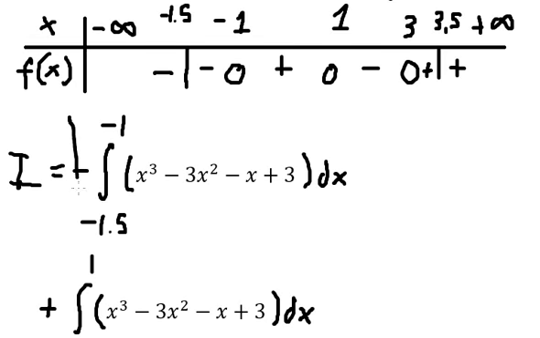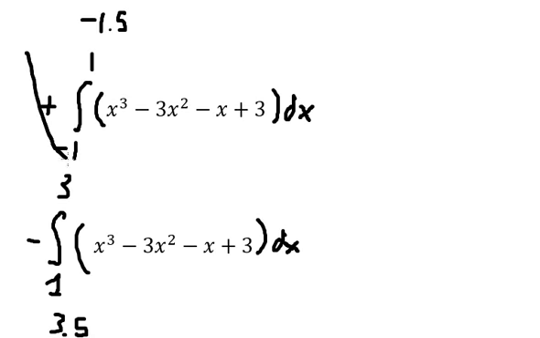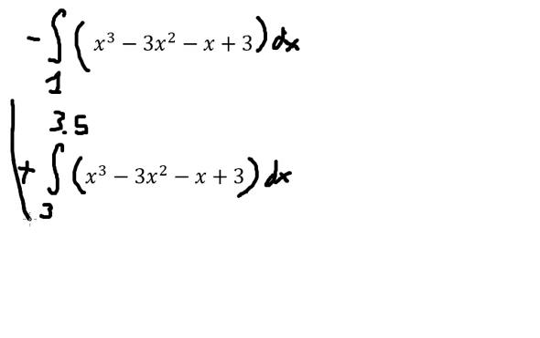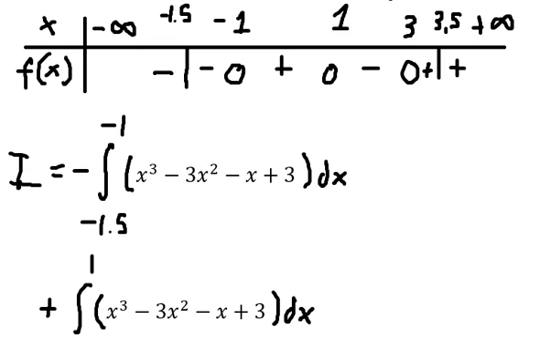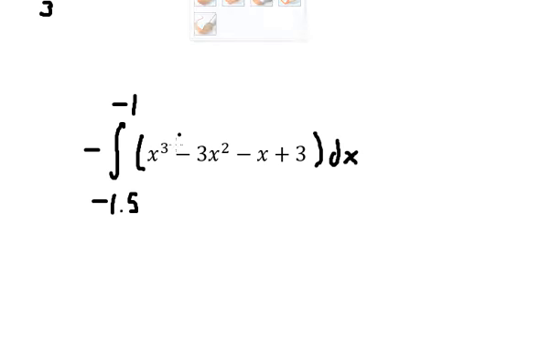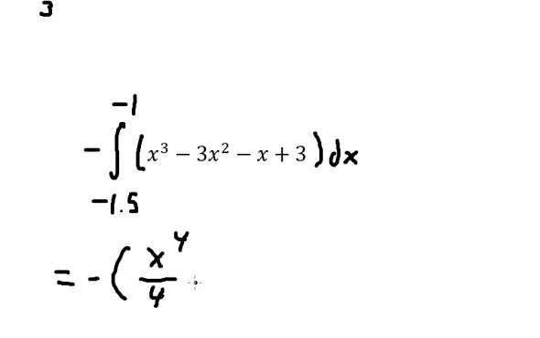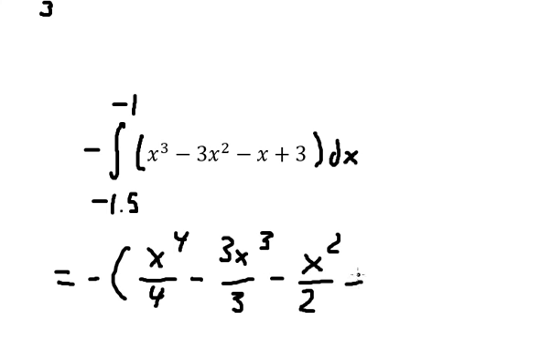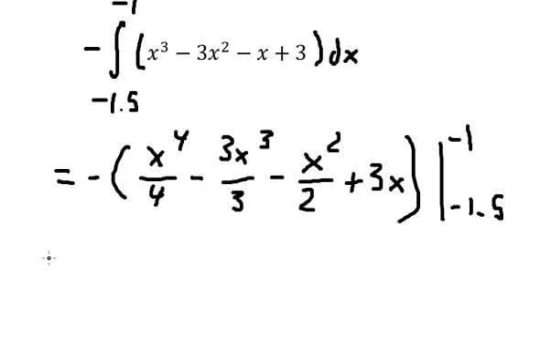So I will calculate one integration. This one, and this one, you can do by yourself because they are the same. So I will do this one. The integration of s to the power of 3, we have s to the power of 4 over 4. This one, we have s to the power of 3 over 3. This one, we have s squared over 2. And this one, we have 3s. And we put the bounds from negative 1.5 to negative number 1. We calculate this one.